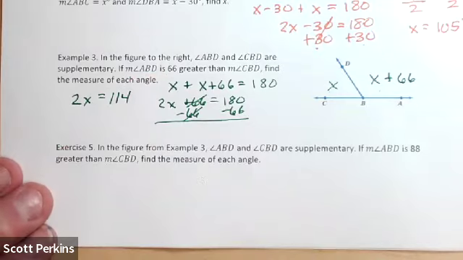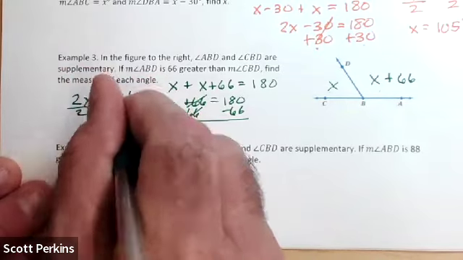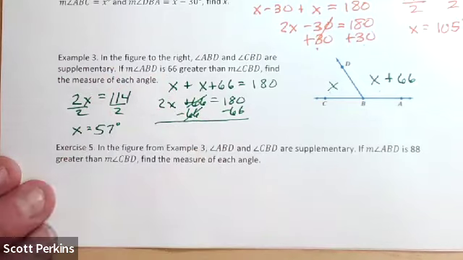Feeling a little goofy today. It's what? It's 114? Okay. And then I'm going to divide both sides by 2. And then I get x is equal to, what's that, 57 degrees?